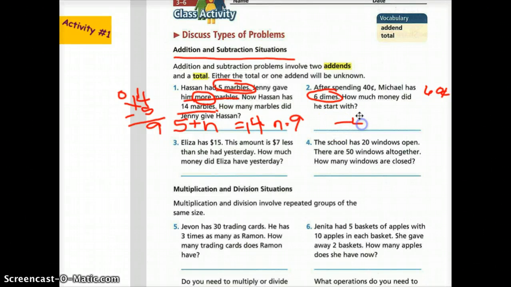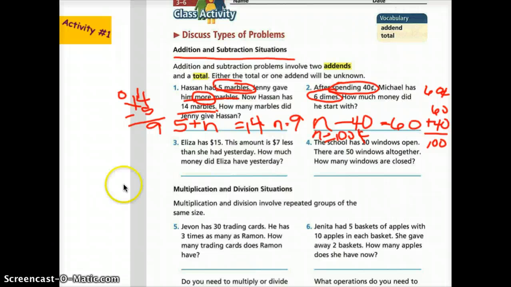So he spent 40. Okay, spending means subtracting. He had 60 cents left. I want to know how much he started with. So if I do inverse operation, I know 60 plus 40 equals 100. So n equals 100 cents, which is also equal to $1. All right, go ahead and solve 3 and 4 on your own.